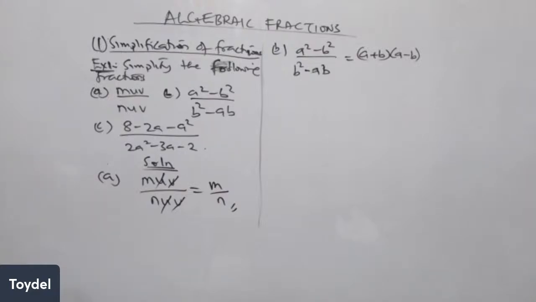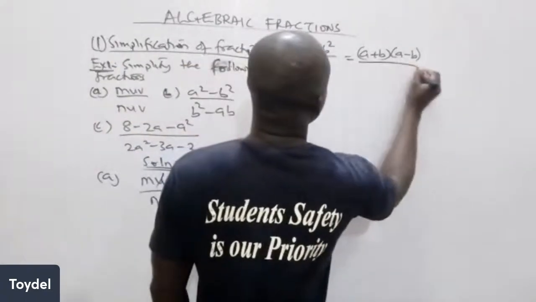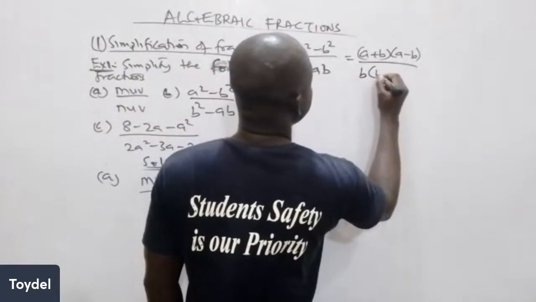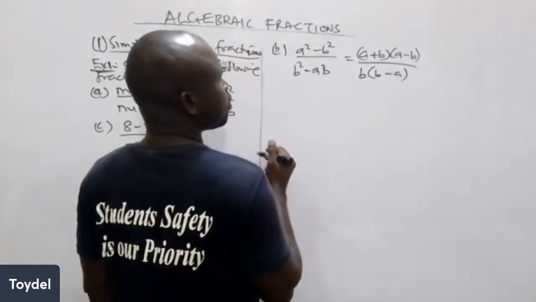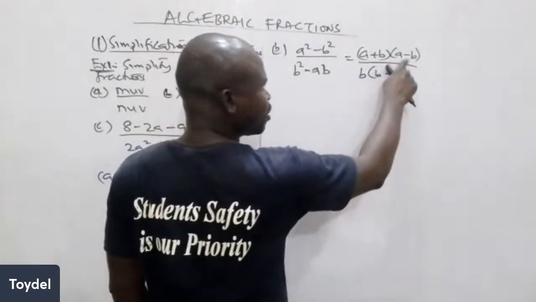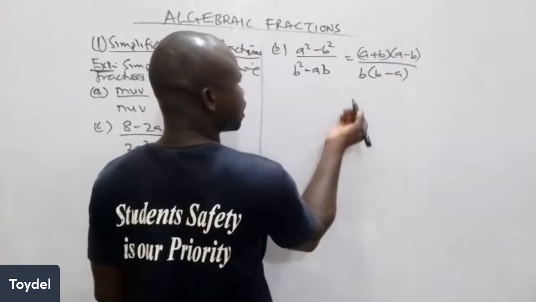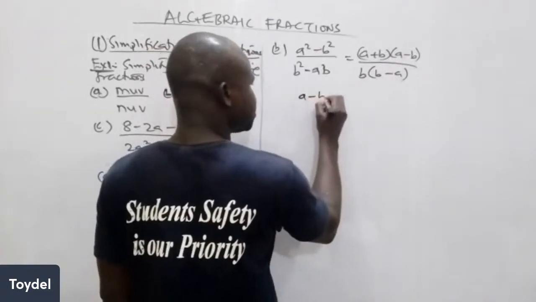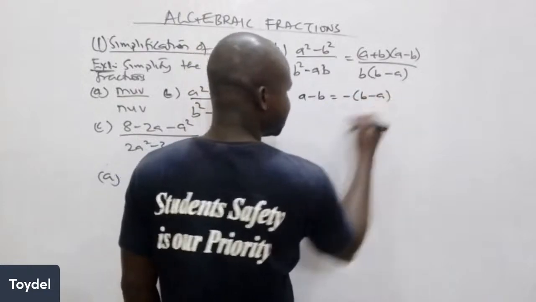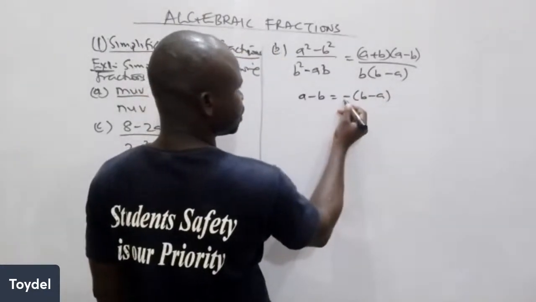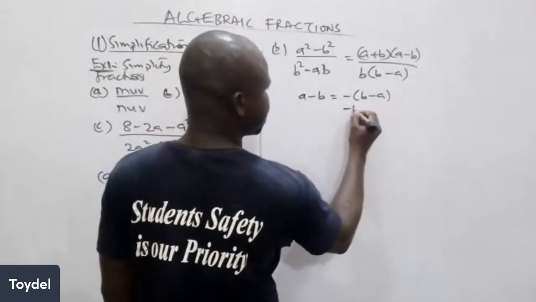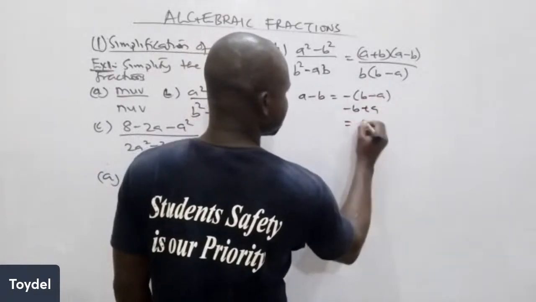If you do that, you come to the denominator. Just factorize the denominator. What is common here is B. Then at the end of the day, you have B minus A. But look, you have A minus B at the numerator and B minus A at the denominator. How do you convert it? You can change A minus B into minus, B minus A. It's the same thing. If you use this minus to control this bracket, this will be minus B, minus times minus is plus A, which is equal to A minus B.